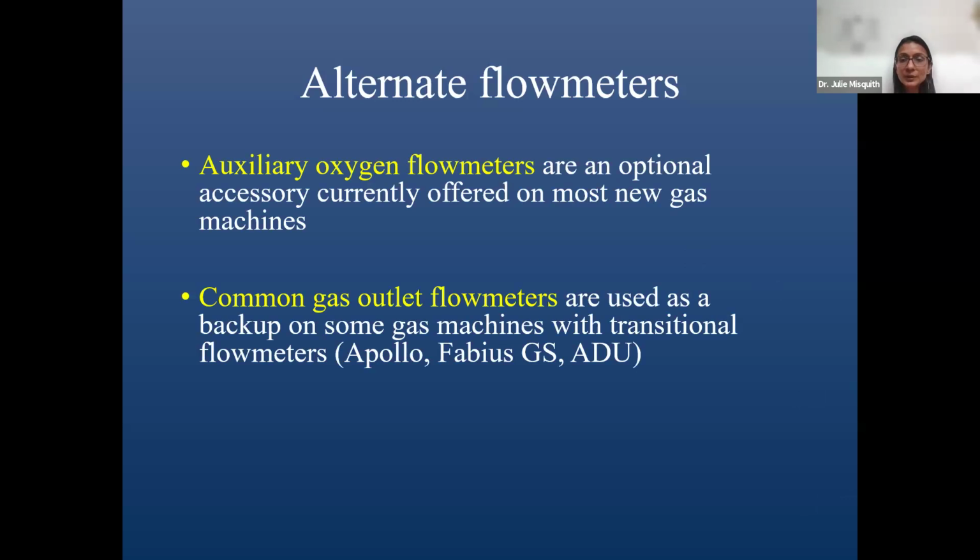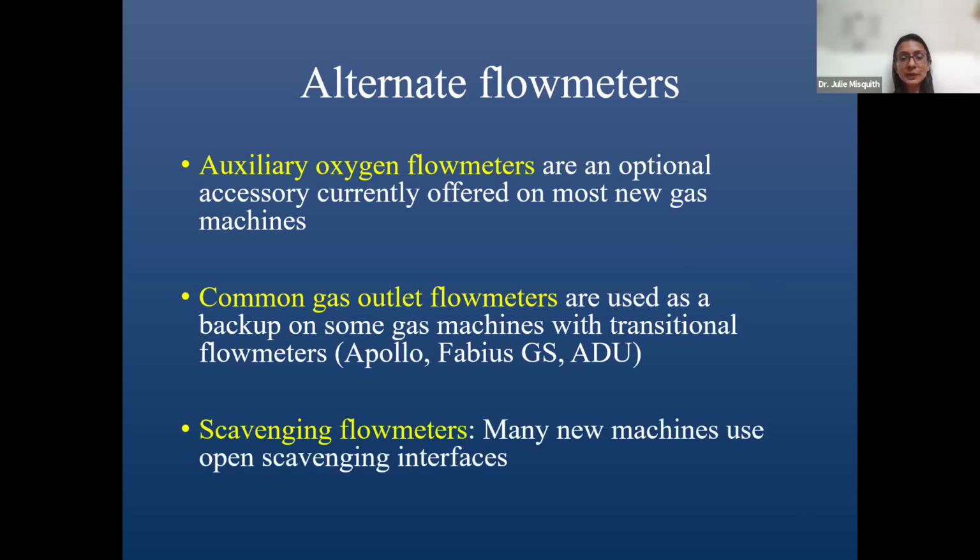Then you have common gas flow meters and also scavenging flow meters. Now, scavenging flow meters are an indication that suction is adequate. They are mandatory with these systems to avoid exposure to waste anesthetic gases, especially, like in the previous talk, if we are using low flow anesthesia; scavenging flow meters would be advisable. And the newer machines do have scavenging flow meters with the system.